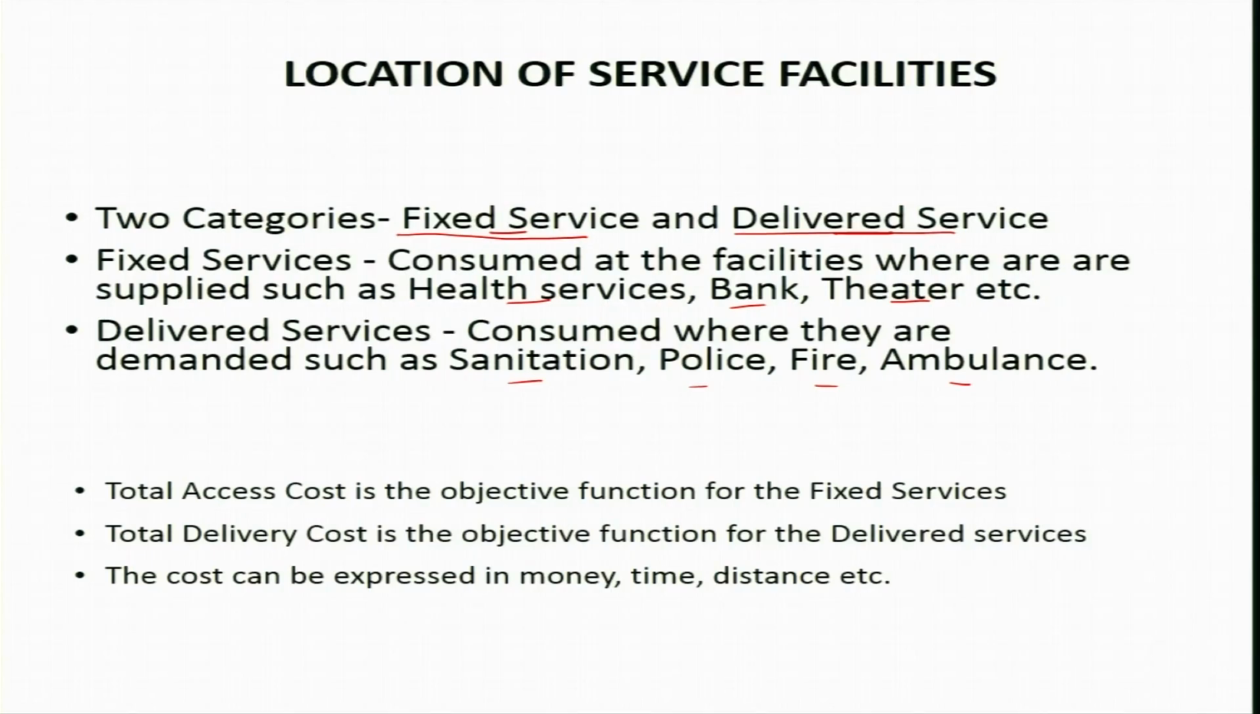So, here we are considering that total access cost is the objective function of the fixed services and total delivery cost is the objective function of the delivered services, and the cost can be expressed in terms of money, time or distance. So, we are saying: what is the total cost involved or distance involved in visiting the fixed services, and in case of delivered service we see what is the total delivery cost of that.